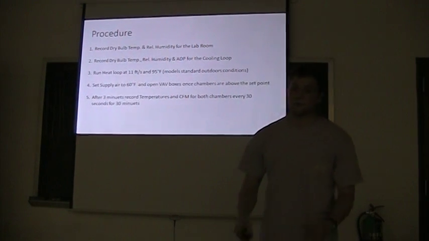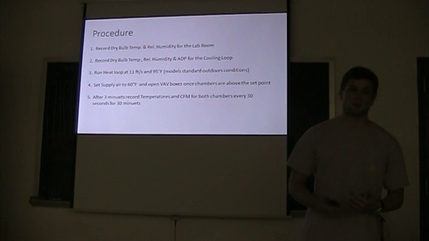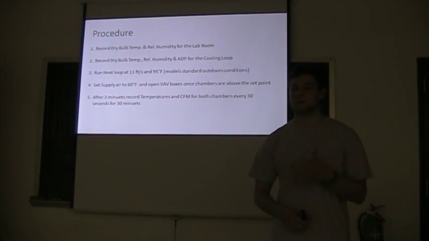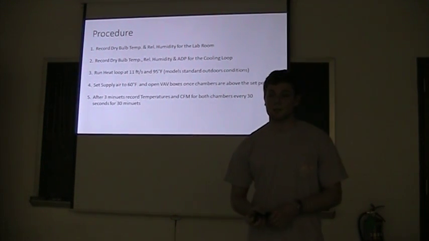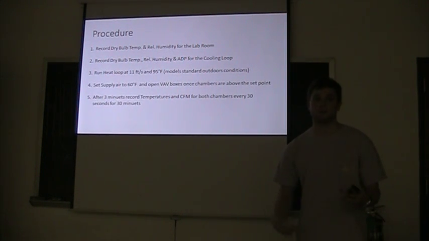So our procedure is to record the dry bulb temperature and relative humidity for the lab room, and record the dry bulb temperature, relative humidity, and aperture dew point for the cooling loop. Run the heating loop at outside air model conditions, set the supply air temperature to 60 degrees Fahrenheit, and once the chambers reach a little bit above the set point, you're going to open the VAV boxes, and after 3 minutes we'll start recording the temperatures and CFMs for both zones at 30-second intervals over 30 minutes, so we'll have 60 values.